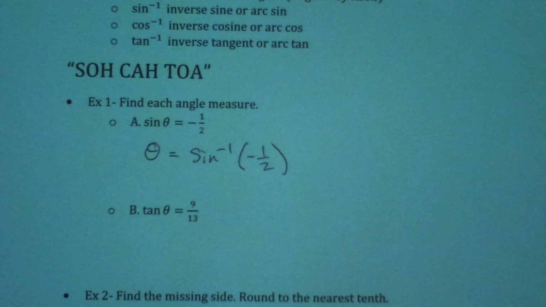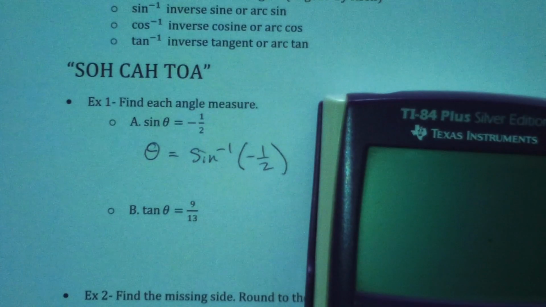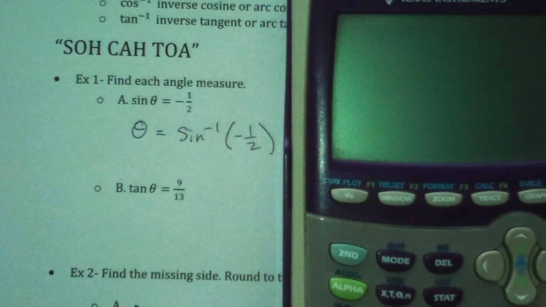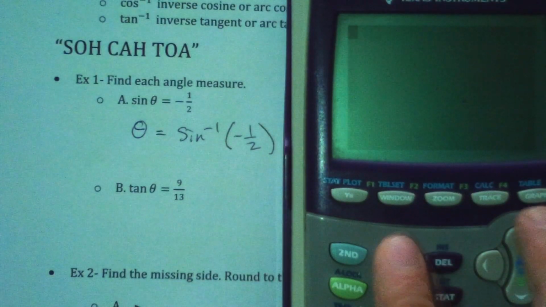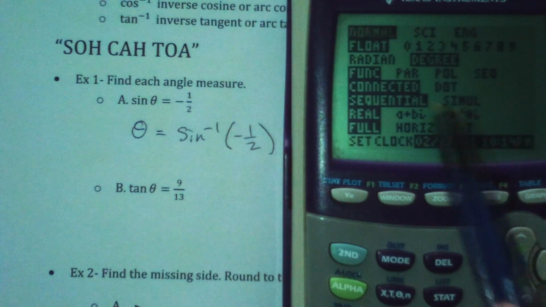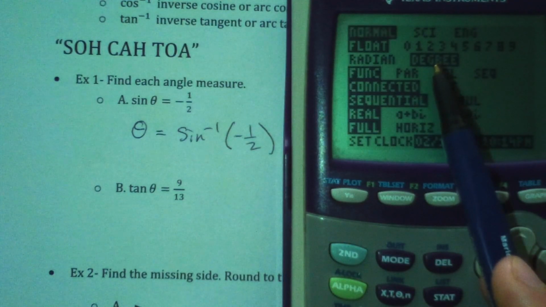Again, remembering from yesterday, you want to make sure your mode is in degrees. I haven't messed with mine, so it's good, but if you need to check it, go to the mode button, and it should have degrees as the third one down. Radians is something different, so make sure it's in degrees before you do this. It won't change if you switched it once, but if you're borrowing a calculator, check it.